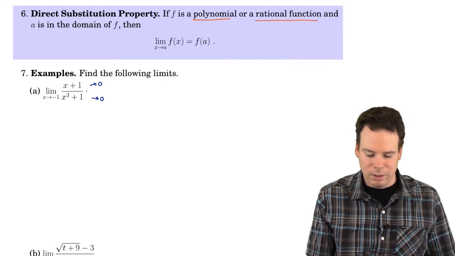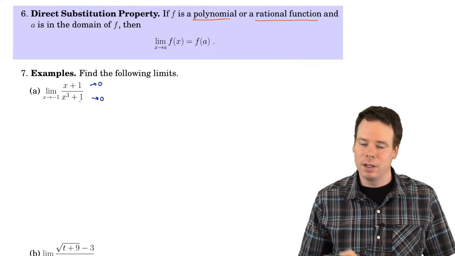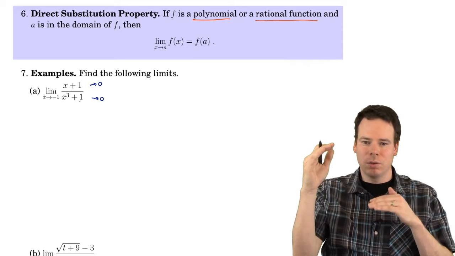So I can't use this direct substitution property above. And notice that the limit law says I can't even take the limit of the top and put it over the limit of the bottom because the bottom is 0. I can't divide by 0. So this is that case where I mentioned that we have more work to do. We've got 0 over 0.